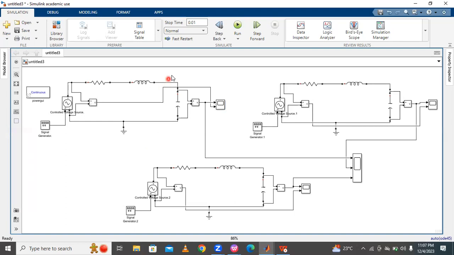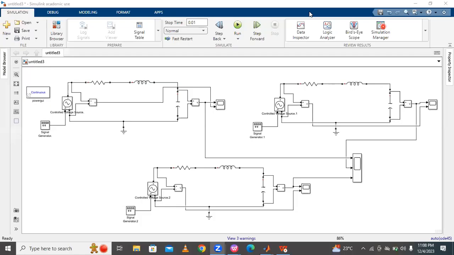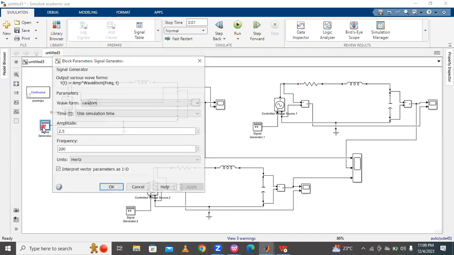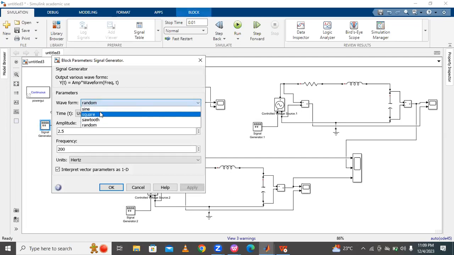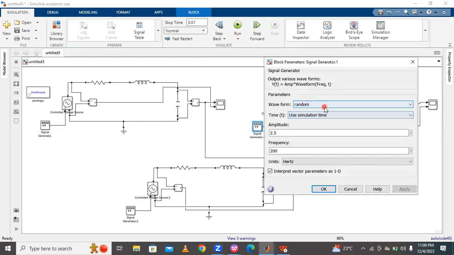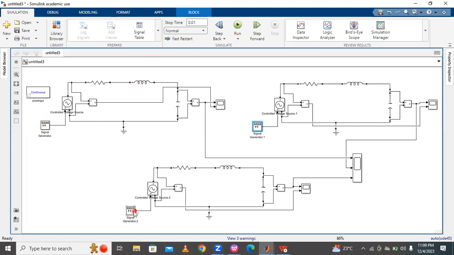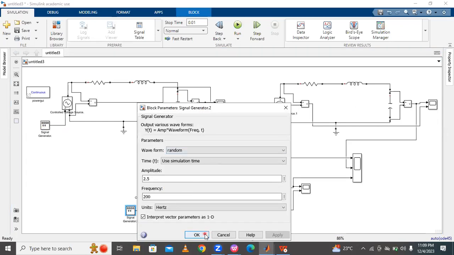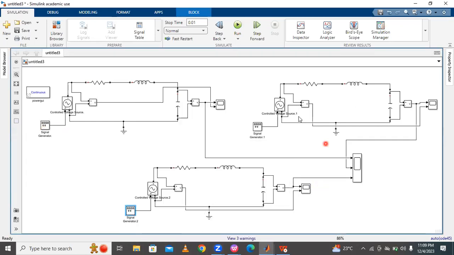Next one. And also open signal generator. Here also one more signal: sine, square, sort of the random signal is also there. So apply okay, random signal. And here also change random signal. And here also change random signal. Then what is the output for this type of systems we can understand by using waveform.